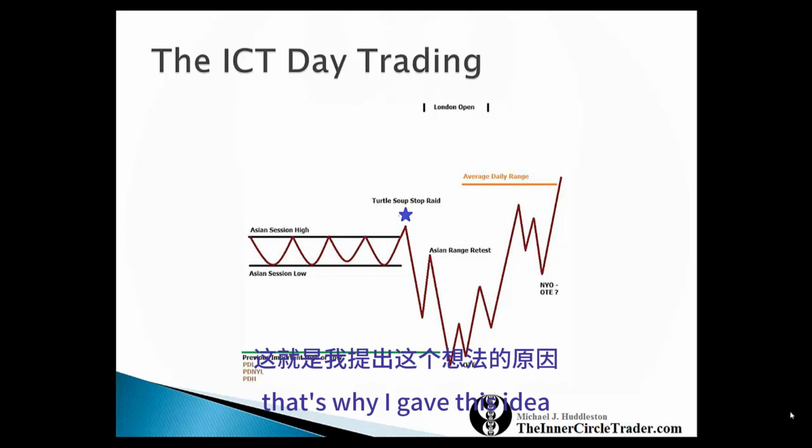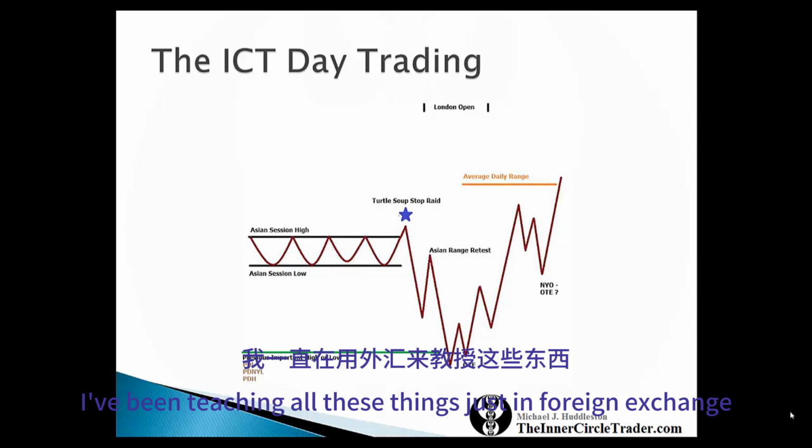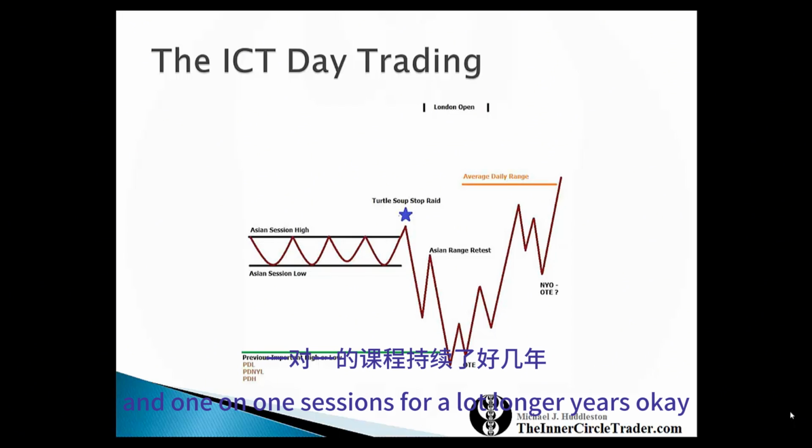That's why I gave this idea, because I want you to kind of dovetail these pieces of the puzzle over the last 5 years I've been teaching all these things just in foreign exchange. I've taught rather these things in private groups and one-on-one sessions for a lot longer years.